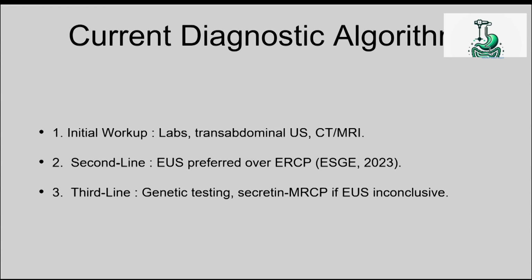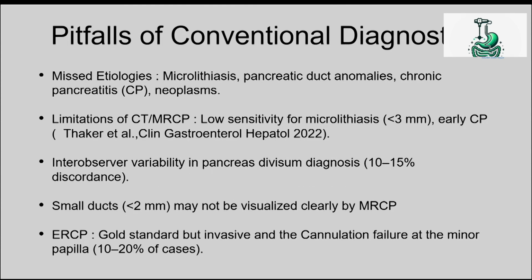So what is the current diagnostic algorithm in this situation? If a patient is admitted with acute pancreatitis, usually the initial workup includes labs, transabdominal ultrasound, and CT and MRI. And most societies agree about this workup. So if this patient has another attack, you have to go for EUS, which is preferred, or for other intervention. And if you could not reach a diagnosis, you have to go for a genetic test, which is very expensive and rarely done.